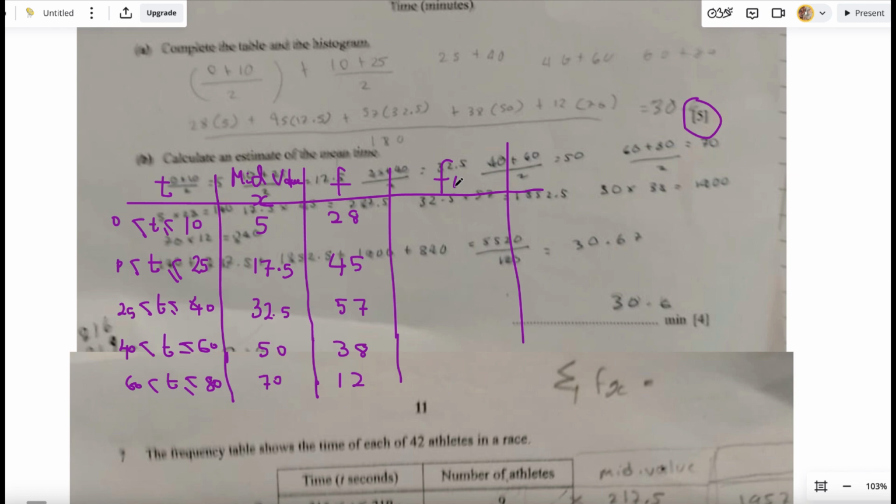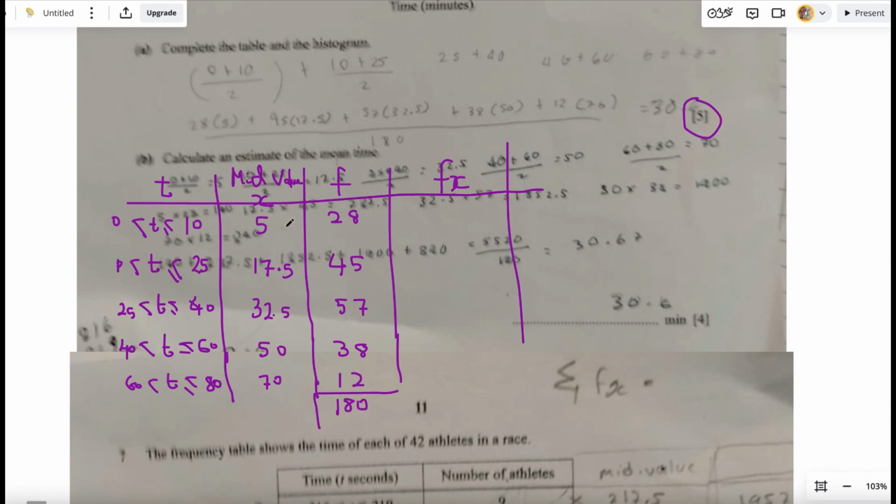What do we call fx? It means the frequency multiplied by the mid value, in order to get our fx. Now what's the total frequency? It means the total number of students, the total number of people. We add 28 plus 45 plus 57 plus 38 plus 12, so we get 180 for the total frequency.